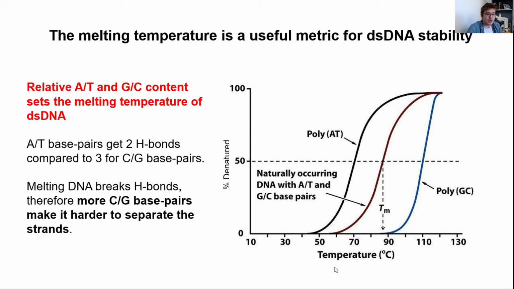And of course, real DNA in your genome isn't going to be all A's and T's or all G's and C's, and so different mixtures of A's, T's, C's, and G's will give you different melting temperatures for the associated genome.